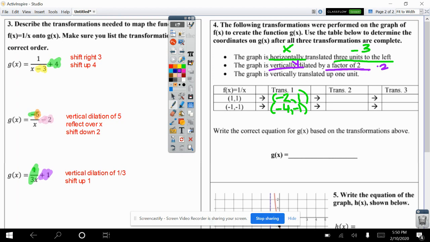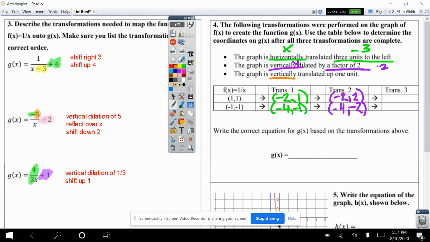I need to take the points I just created from transformation 1 and use them for transformation 2. So don't go back to your originals. So I'm going to multiply the y value by 2. So I keep the -2, and then 1 times 2 gives me 2. I keep the -4, and then -1 times 2 gives me -2.